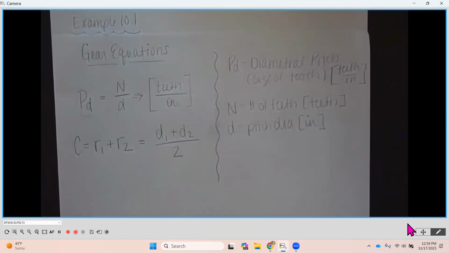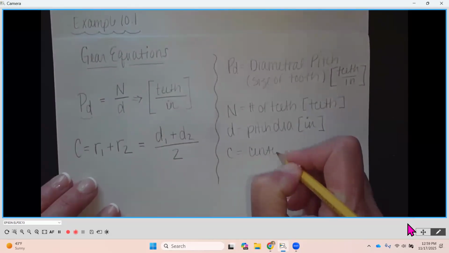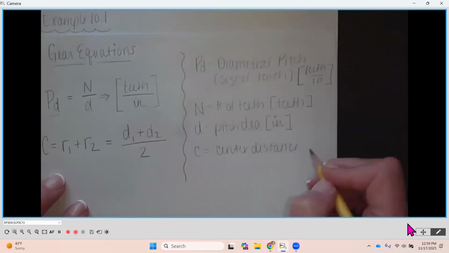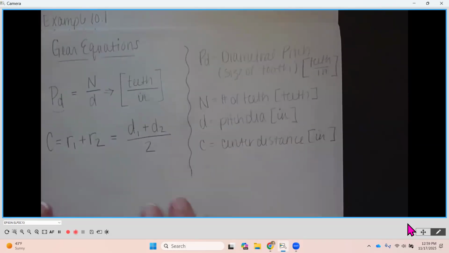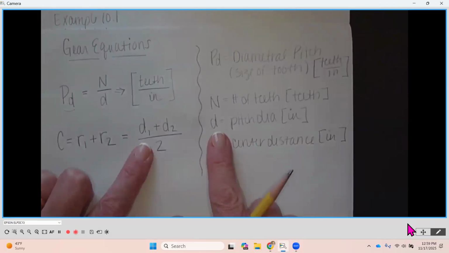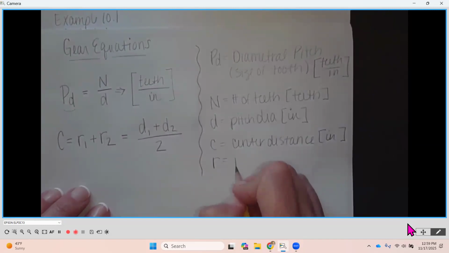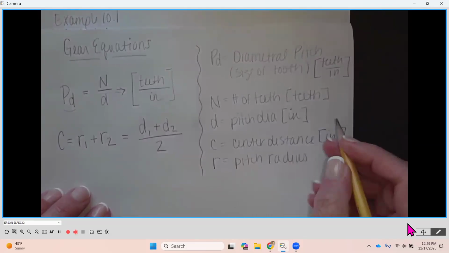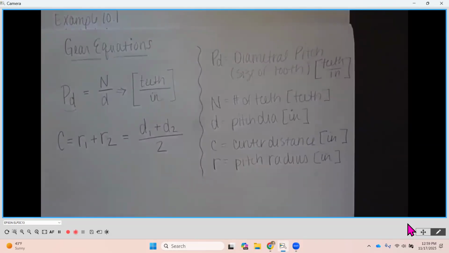Now, as we look here, C is equal to center distance. And the units are going to be in inches. And then D is pitch diameter. But R is going to be pitch radius, which is half of the diameter. And that's going to be in inches as well.